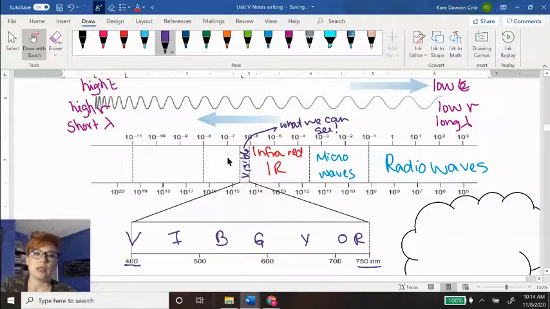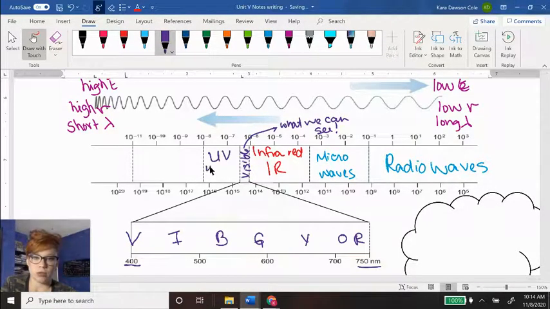We get into the UV spectrum, which is ultraviolet. It's a little bit more energy. It can cause some problems within the DNA at the cell level. So we're getting into more energy here. We actually protect ourselves from UV, from the sun, by putting on sunscreen. So we can block it by using sunscreen.